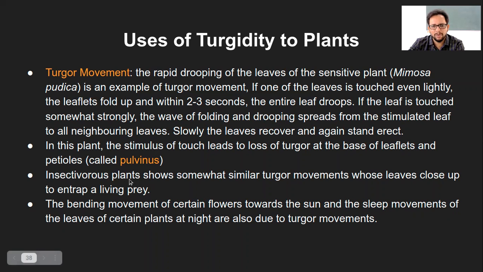Again, another example is the insectivorous plant. I assume you have heard of these insectivorous plants. They are actually carnivorous plants, in the sense that they eat insects. They trap the insect and release certain chemicals so that the insect parts get digested, and then they are absorbed through the layers of those structures. So they also show turgor movement.